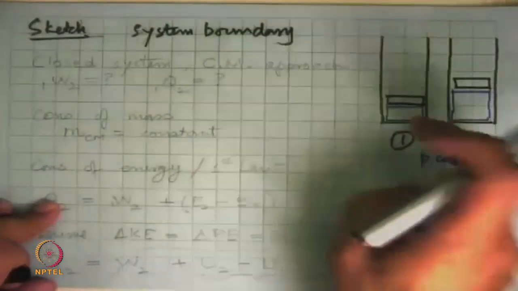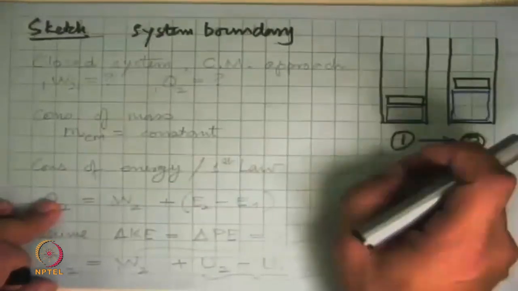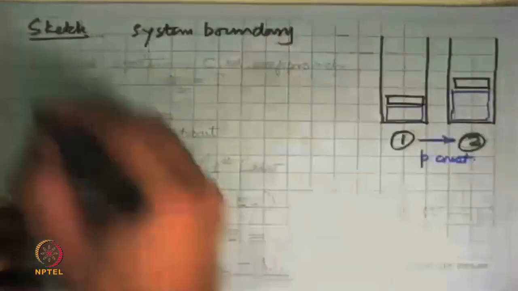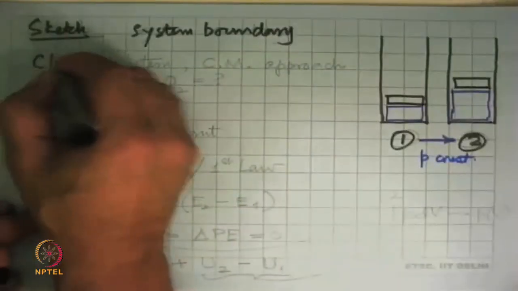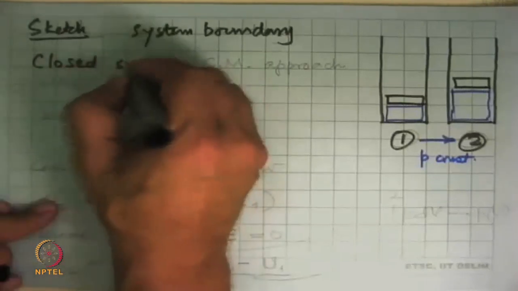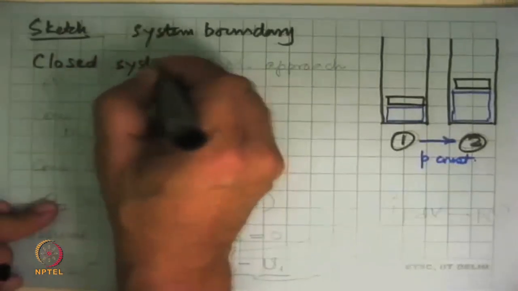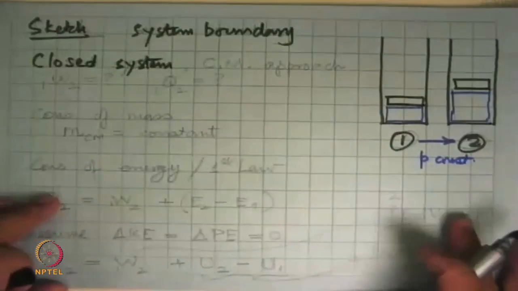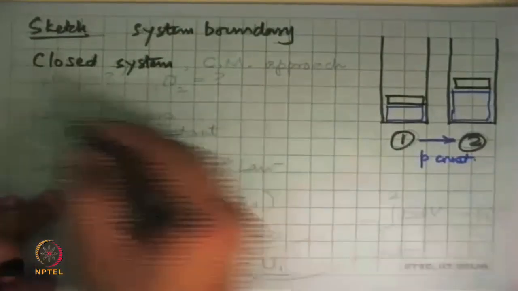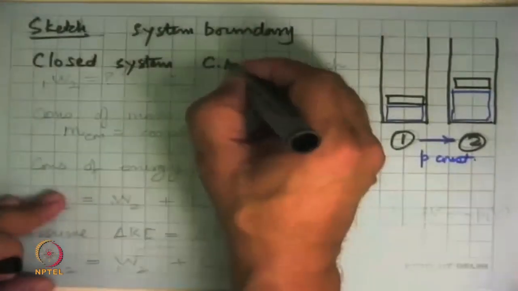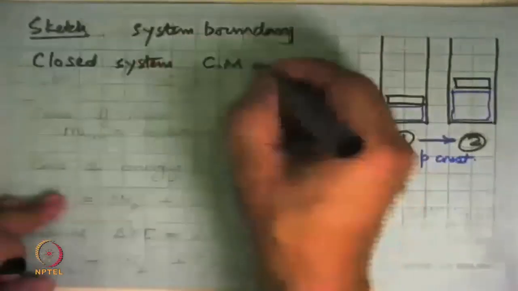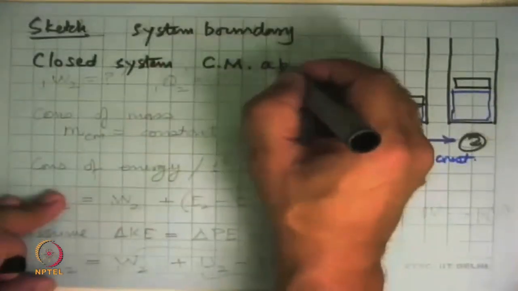After looking at this, nothing is crossing the system boundary, with the same mass which is expanding. So the important thing here is that we know this is a closed system. This is from what we have learnt in the very first module. And then we realize that if this is a closed system, the form of the equations that will be there is the control mass approach.